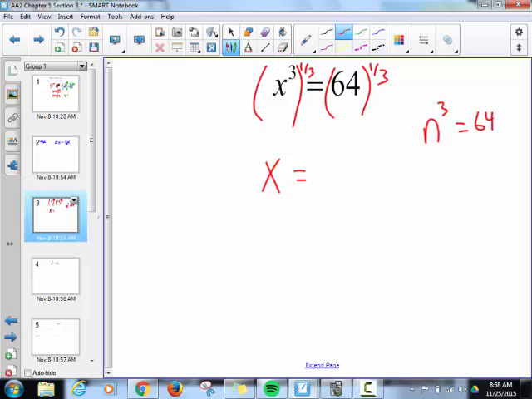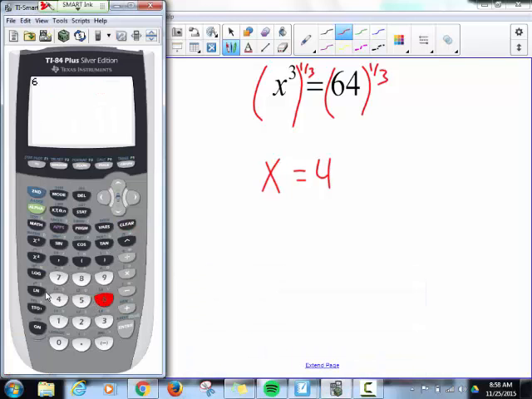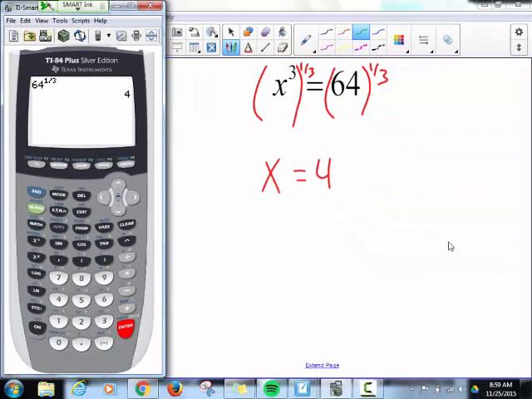Sometimes you can think through this mentally. Well, 8 times 8 gives you 64, but also 4 times 4 times 4 gives you 64. So sometimes people can think through this mentally. Other times you're going to have to bust out your calculator and go 64 to the 1/3 power. 4. And what I like to do when I try to do this mentally is I think through what numbers could I multiply by itself to get 64.